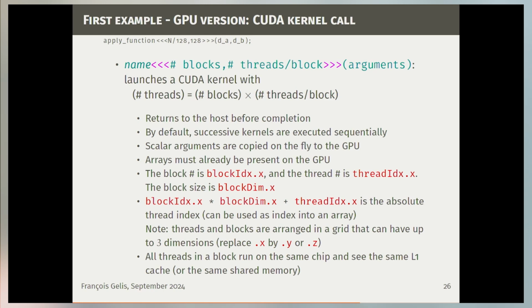So here are the pointers to the 2 arrays, and they have to be arrays that live on the GPU. If they are arrays, calling a function that executes on the GPU with pointers that point to data that lives on the host will probably not work. So now I should explain what's the syntax here.